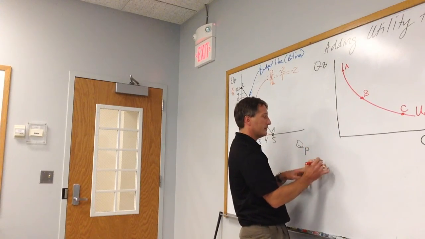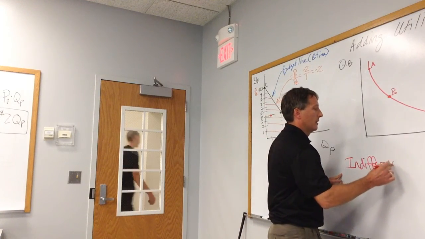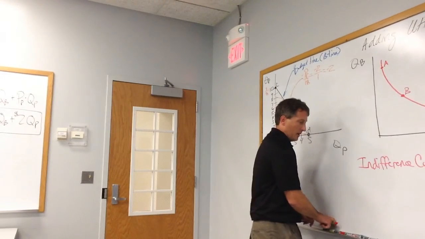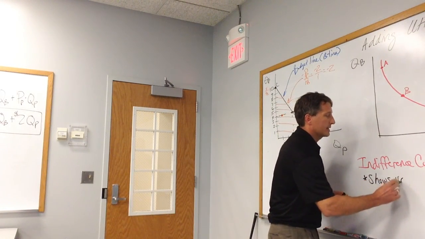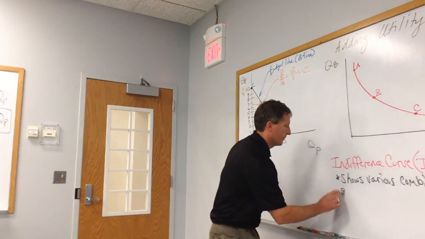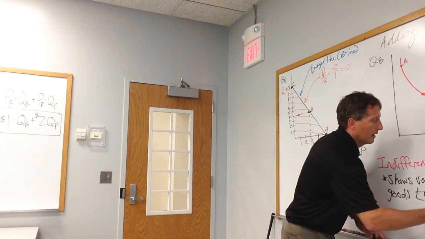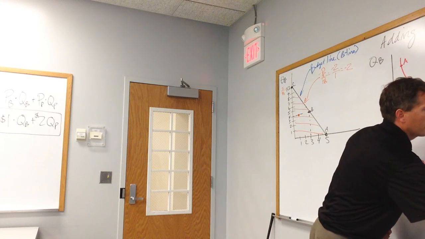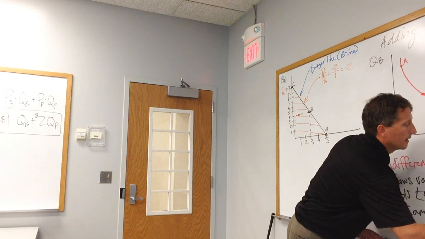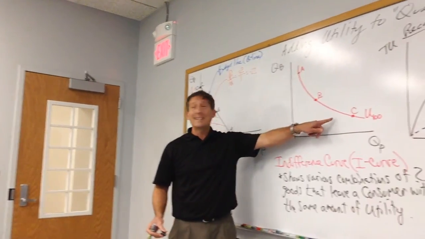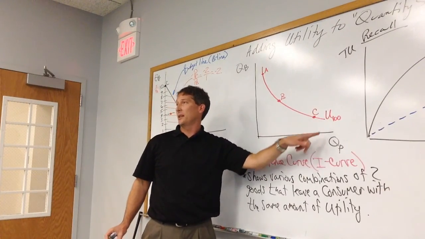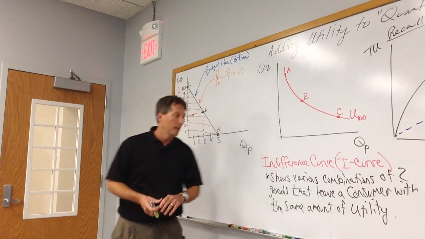So let me jot some of this stuff down. The indifference curve, also called the I curve here, shows various combinations of two goods that leave a consumer with the same amount of utility. We call it an indifference curve because they are truly indifferent between point A, B, and C. Point A reflects a lot of beer and a little pizza. Point C reflects a lot of pizza and a little beer, and they don't care. They are indifferent between those combinations.